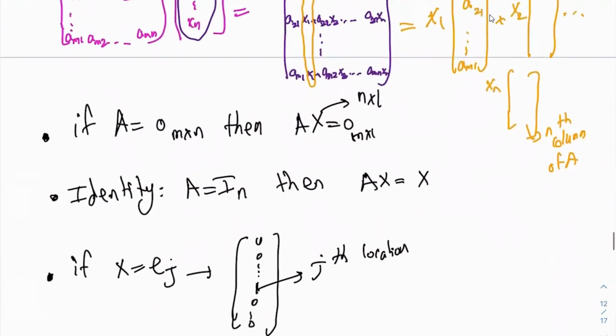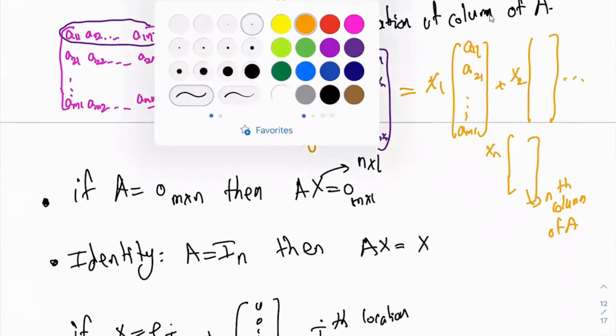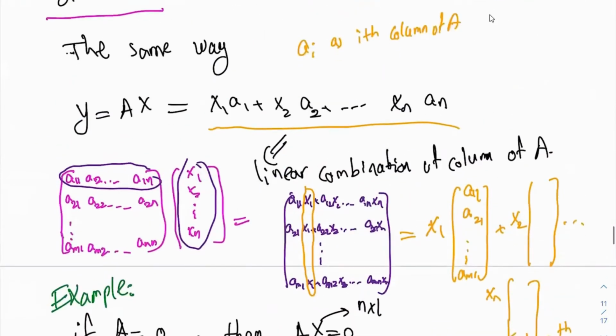So now let's talk about some examples for the matrix vector product. If A is a zero matrix, then AX is 0, right? You can use any definition you like. Let's use this intuitive definition. Regardless of what X is, every column of A is 0, so it's a linear combination of zero vectors, all 0.